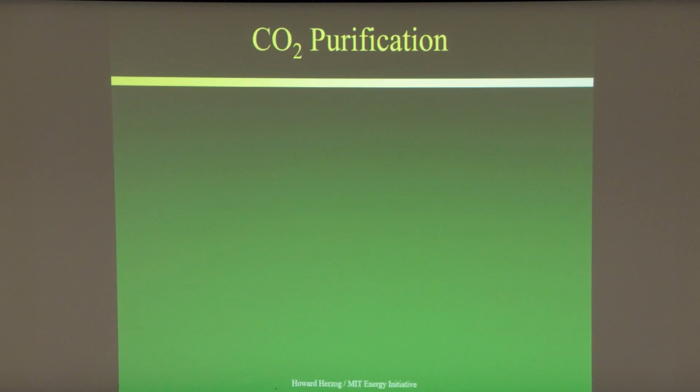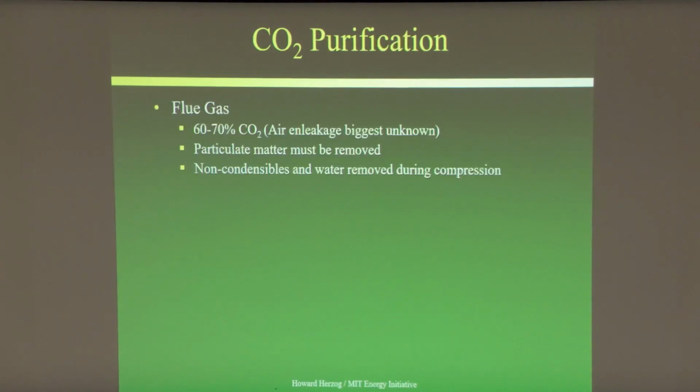In terms of CO2 purification, the flue gas is typically 60% to 70% CO2. Most of the rest is water, but there may be some particulate matter that has to be removed. You have to basically adapt current types of end-of-pipe cleanup to do that. Of course, you have smaller volumes of air, so maybe that's easier. You can reduce the non-condensables, and water can be removed during compression.